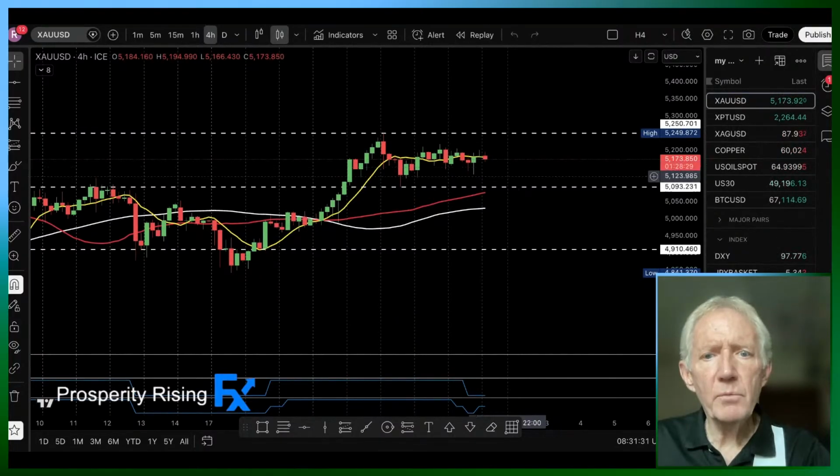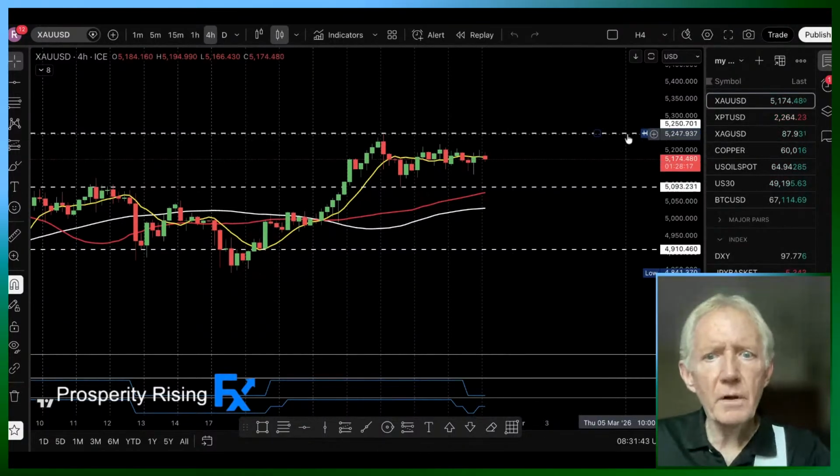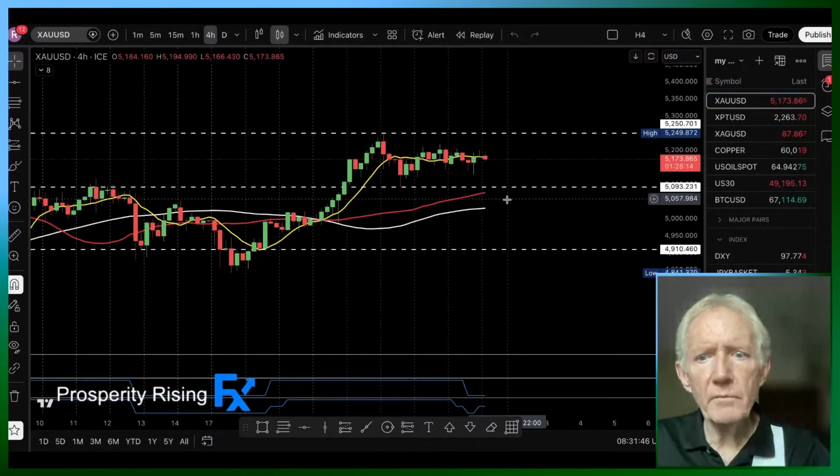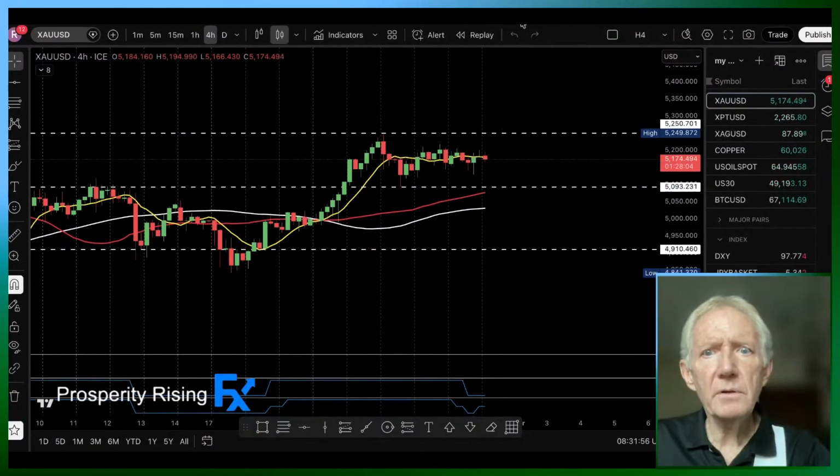So for a day trade, I'm waiting for the price to tell me whether it's going to come up to this resistance level we have here at 5250, or is it going to come down to this support level at 5093? Just waiting for the price to tell me what it's going to do. That's my bias, to sit on my hands and wait for the price to tell me what it's going to do.